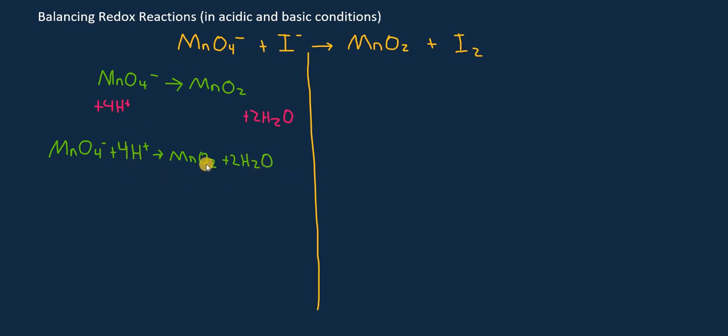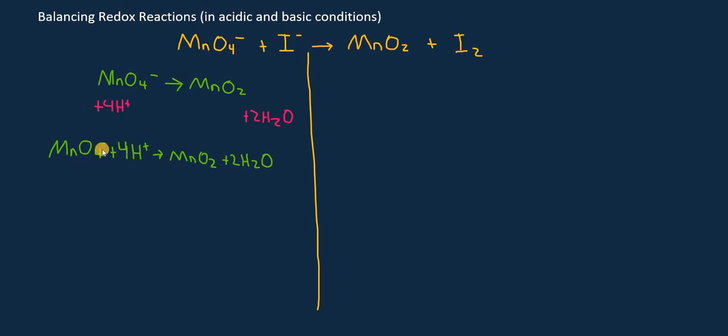So all the elements are balanced now in the reaction. The problem is the charge isn't balanced. Charge balance is just as important as elemental balance. Over on this right side we have a neutral charge, which means our charge is 0. And over here we have a -1 charge, and we have 4 +1 charges. So -1 + 4 gives us a +3 charge over here.